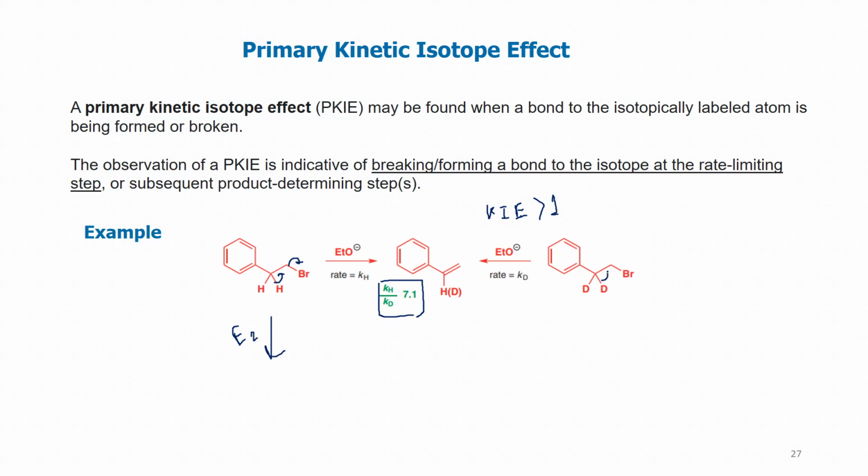Whereas this one will come. Now here, if we replace this hydrogen atom with deuterium, what we can see is a decrease in rate. So that means Kd is less than Kh. There is a decrease in rate, and therefore it proves that our hydrogen atom is getting broken at this rate determining step.